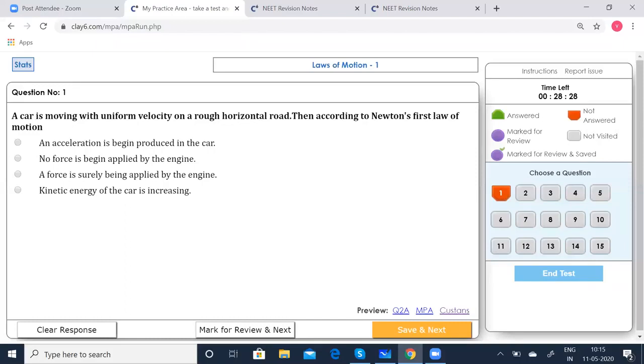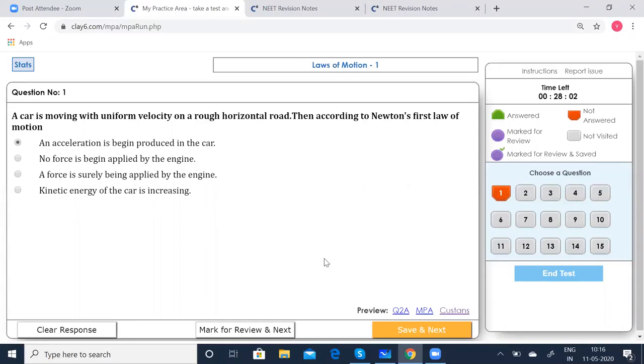The car is moving with uniform velocity on a rough horizontal road. So remember, they have mentioned that it is a rough horizontal road. That means the body is undergoing some frictional force. Okay, so according to Newton's first law of motion, what does Newton's first law state?